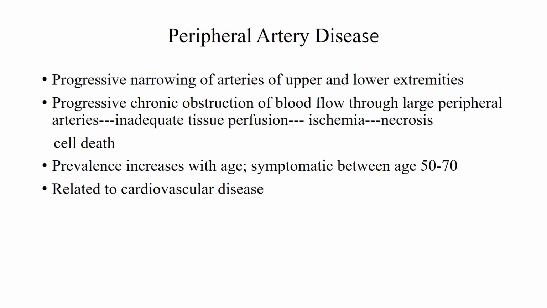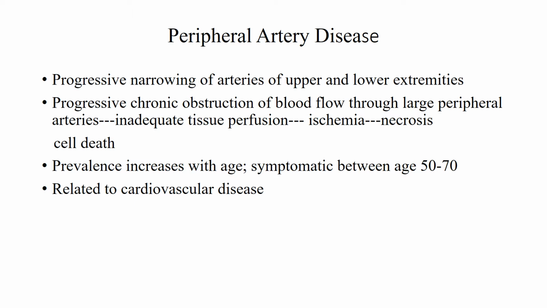And we're going to start with discussing the peripheral arterial disease. So for the peripheral artery disease, it involves the narrowing of arteries in the upper or lower extremities, or it can be in both areas. So with the pathophysiology of this disease, there's a progressive chronic obstruction of blood flow through the large peripheral arteries.